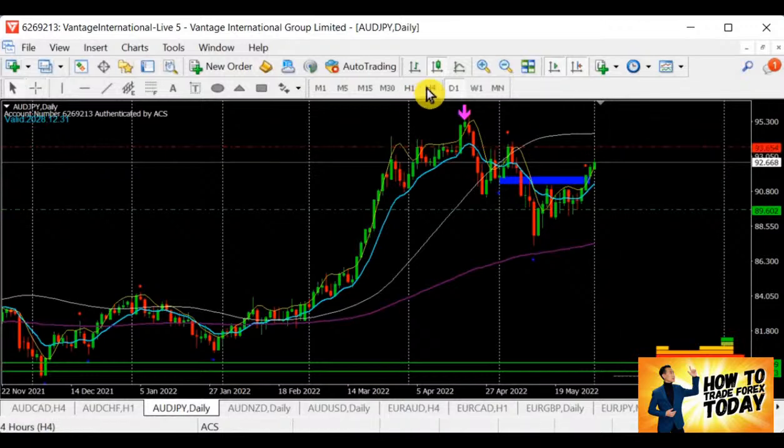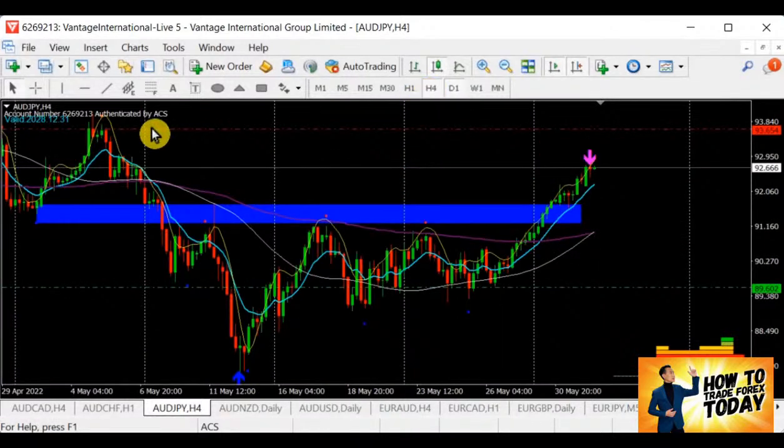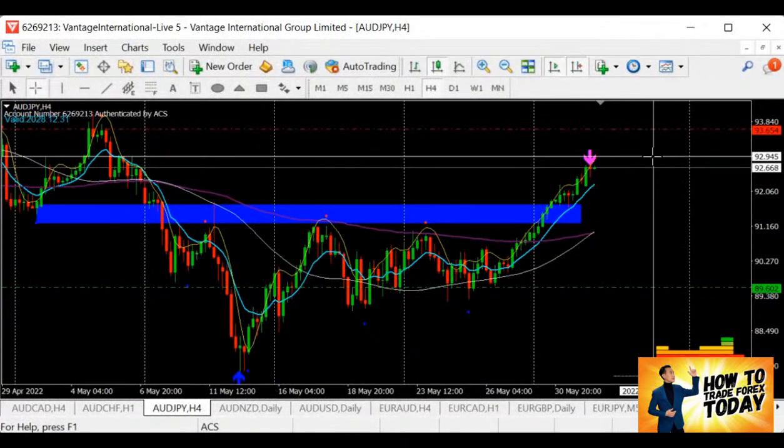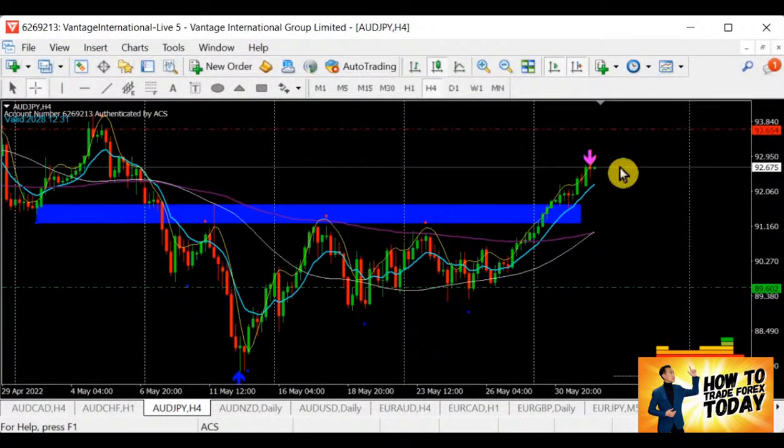Let's take a look at H4. H4 resistance is pretty high up. We have one here, which is only about 28 pips to hit the resistance. In this case, am I going to sell the Aussie yen today? Perhaps it will happen on the second half of the day. So this one we can pay attention to, but on the second half of the day.